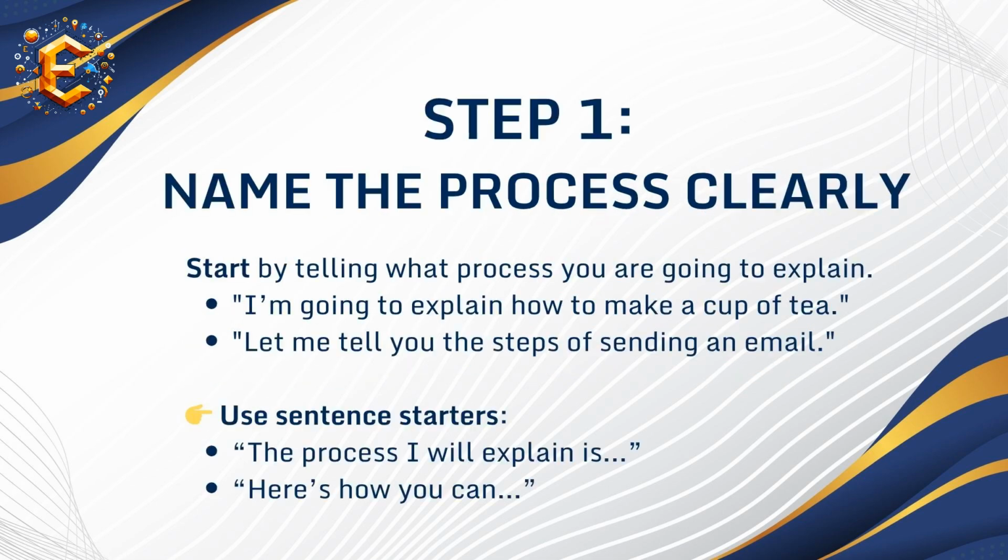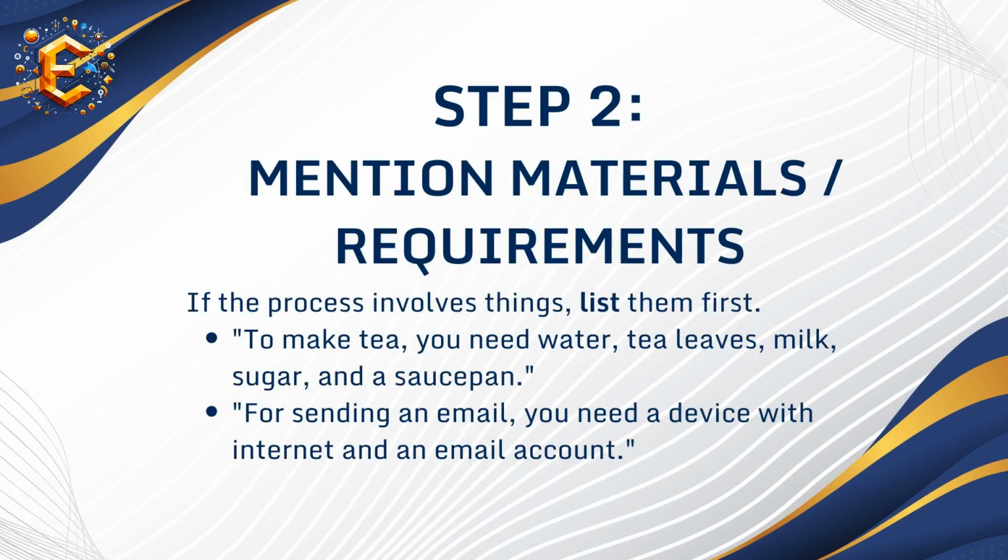Step 1. Name the process clearly. Start by telling what process you are going to explain. I'm going to explain how to make a cup of tea. Let me tell you the steps of sending an email. Use sentence starters. The process I will explain is. Here's how you can.